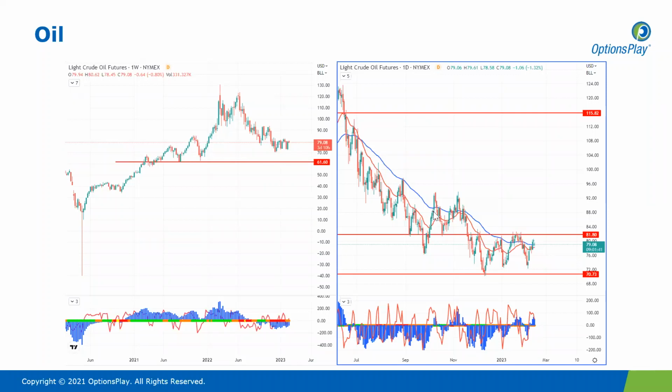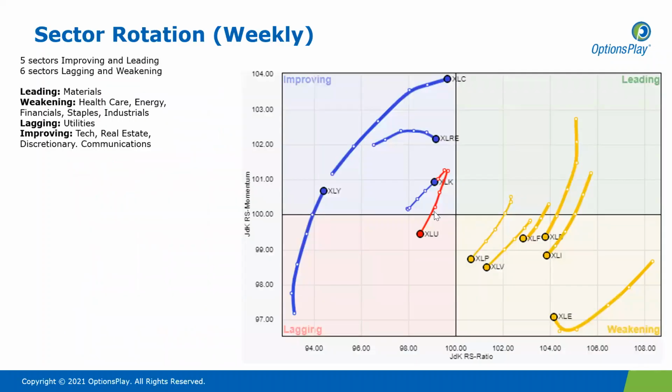weekly time frame. Okay. Taking a look at sector rotation, we have 5 sectors in the improving and leading category, and we have 6 sectors in the lagging and weakening category. Sorry, I should say it's 4 and 7. There was some late rotation here for utilities. So 4 in the improving and leading, and 7 in the lagging and weakening. I apologize for that mistake.